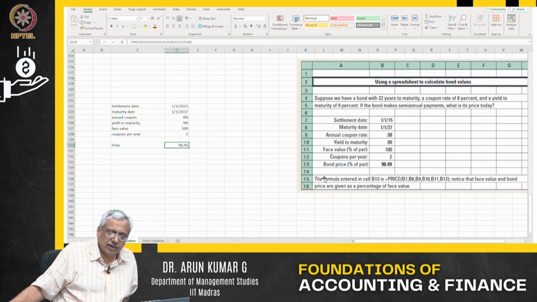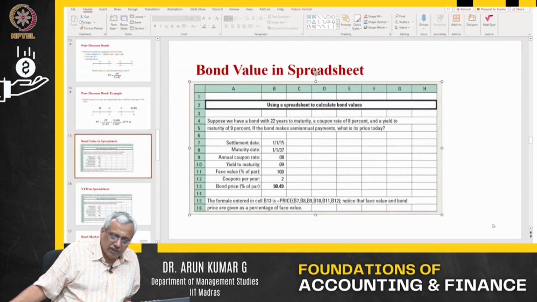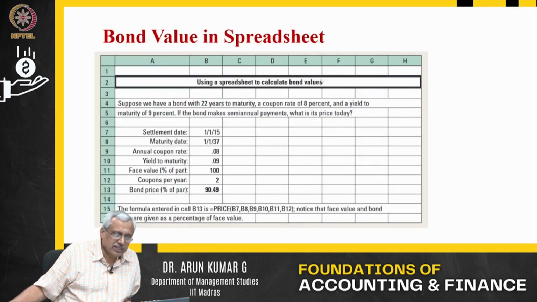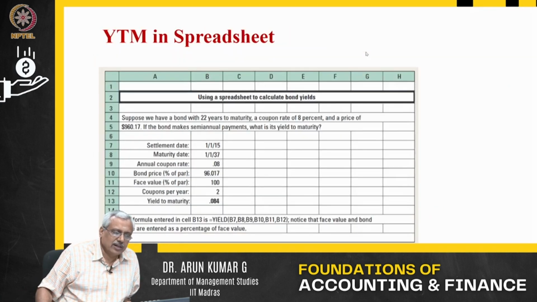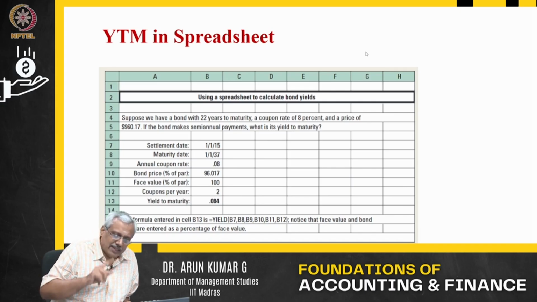That is the bond price as a percentage of par. You can see that this is the answer we got in the spreadsheet calculation, 90.49. I basically got the same number. So similarly, you can use a spreadsheet and look at the bond value. You can also use the spreadsheet to calculate YTM, yield to maturity. We can try the same thing for yield to maturity.